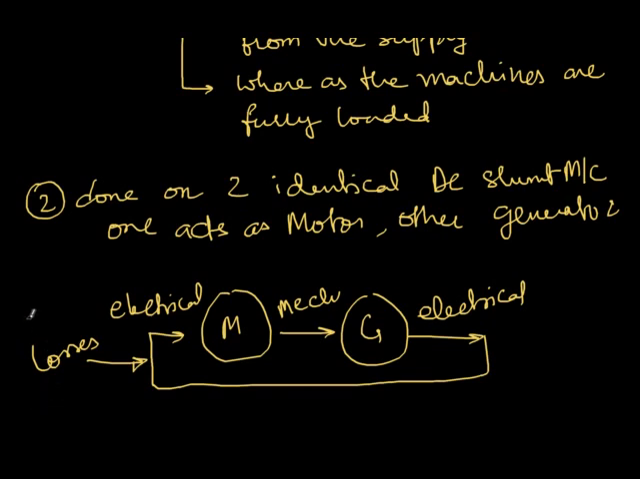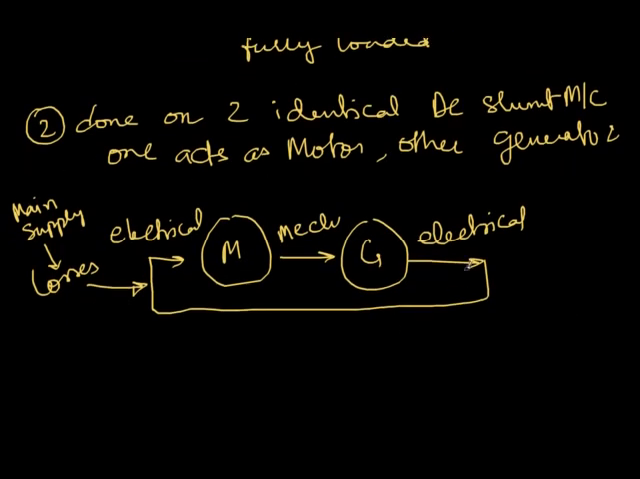So this is the main supply. The main supply supplies losses to run all these things. So this is a very brief diagram of the Hopkinson test, but I'm going to draw a detailed circuit diagram and we're going to discuss that. Just to make your understanding better, I have drawn this circuit, but let's see how we are going to achieve this kind of connection.